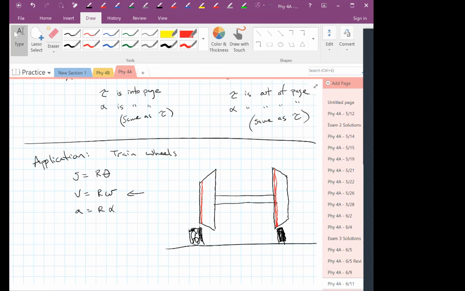Any rigid object. It could be a rod, right, rotating. Every point on this rod has the same omega as it rotates. Any rigid object, every point has the same omega.